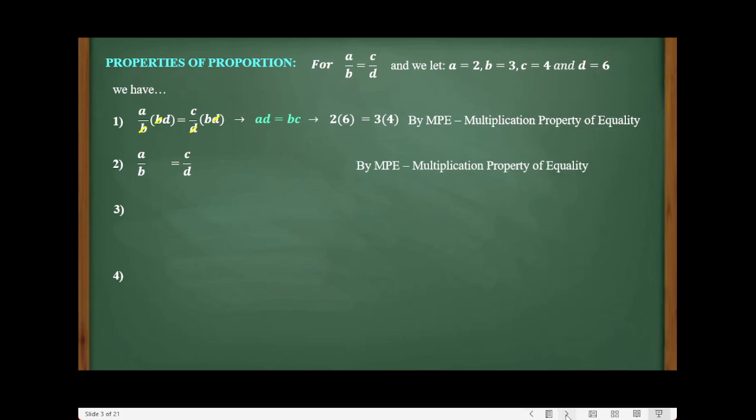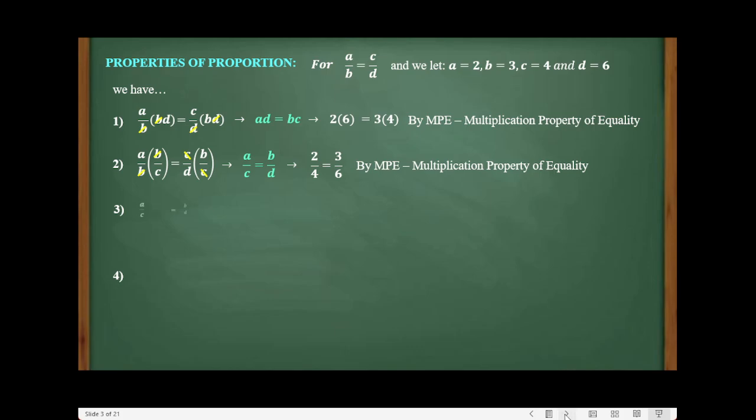Next. Again, we start with the same proportion, A over B equals C over D. Applying again the multiplication property of equality, meaning we multiply both sides of equation number 2 by the same quantity, this time by B over C. So what will happen to the proportion? The proportion becomes A over C equals B over D. Of course, to validate the new equation, 2 over 4 is indeed equal to 3 over 6.